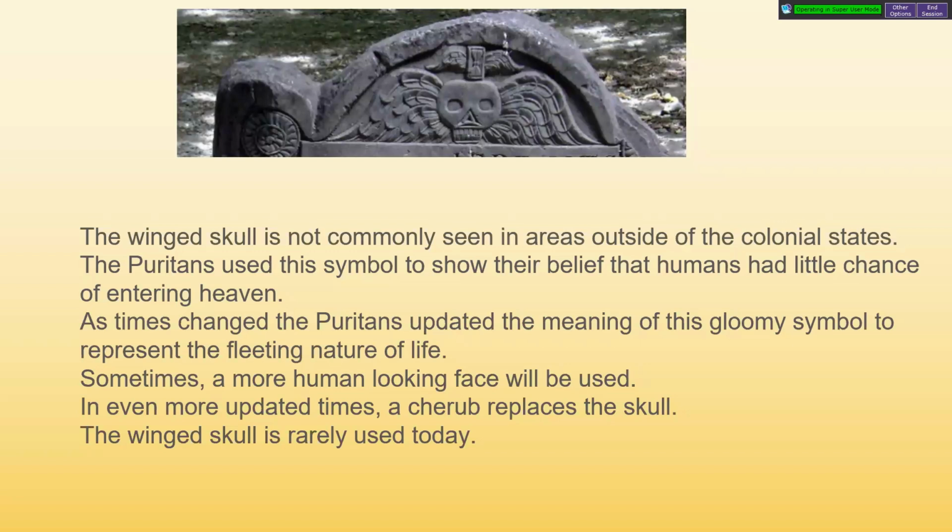Okay, Puritans on the East Coast believed that humans had little chance of entering heaven, as really depressing as that is. So as the times changed and they realized that that was kind of morbid and depressing, they updated the meaning of the gloomy skull and the crossbones to represent the fleeting nature of life. So therefore the wings, to make the soul fleet.